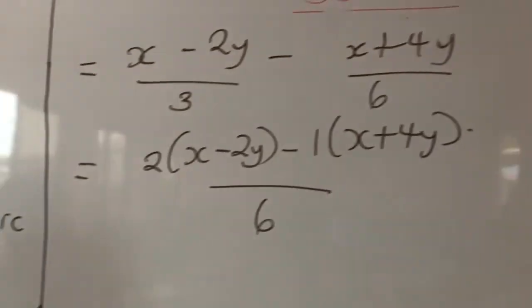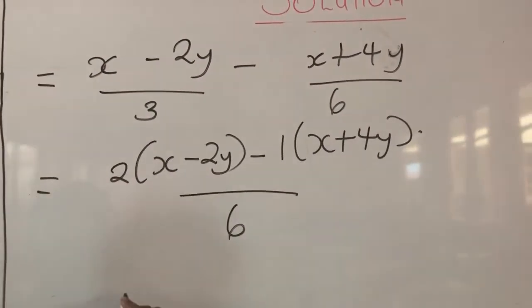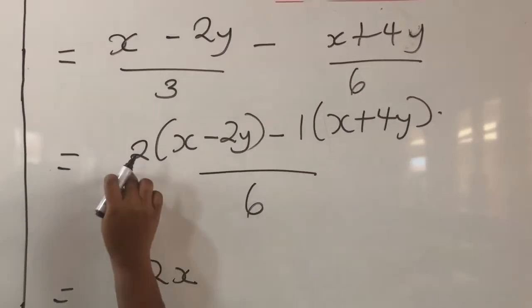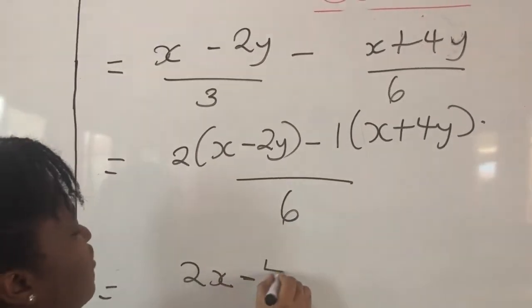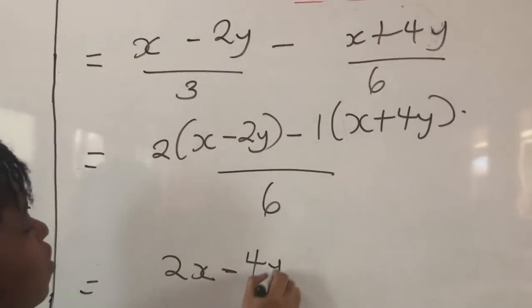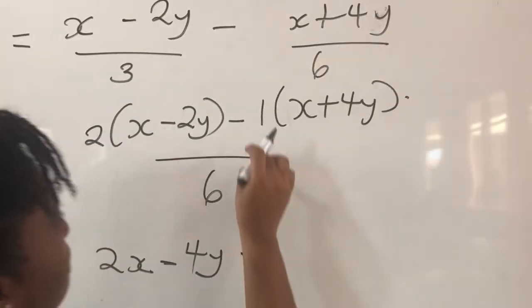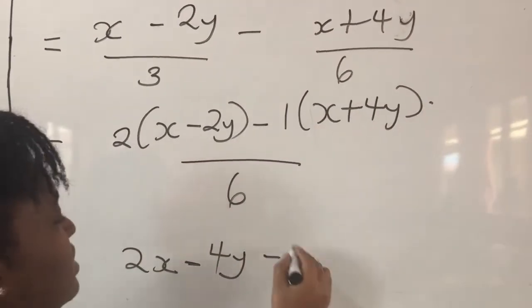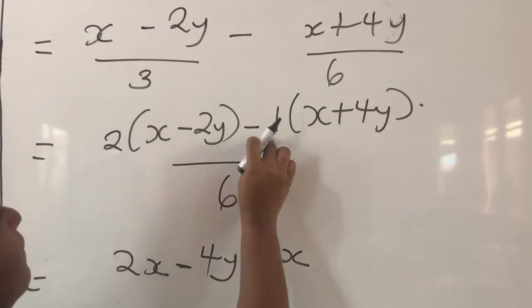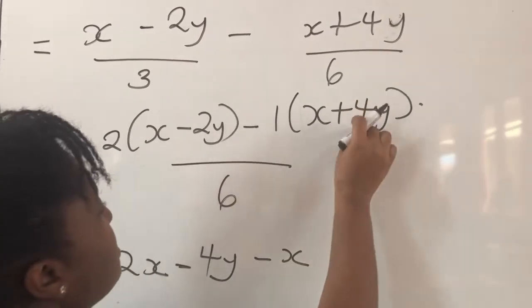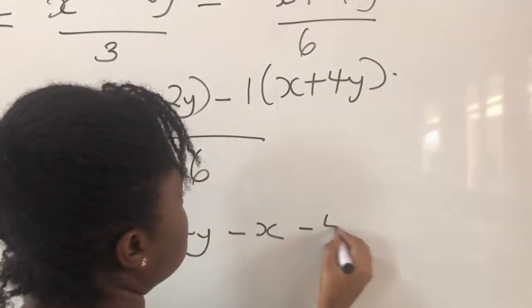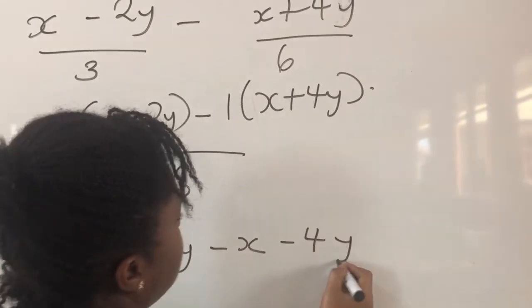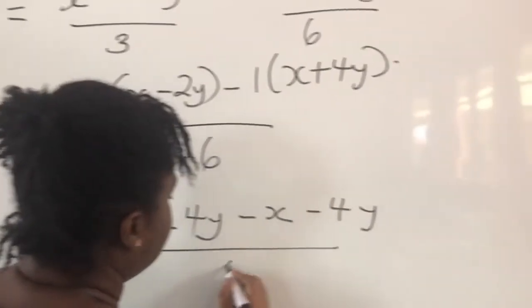Alright. We expand. 2 times x, 2x. Positive 2 times negative 2 is going to give you a negative 4. Then you bring your variable y. Then minus 1 times x, minus x. Minus 1 times positive 4 will give you a negative 4. So minus 4, then your variable y, all over 6.